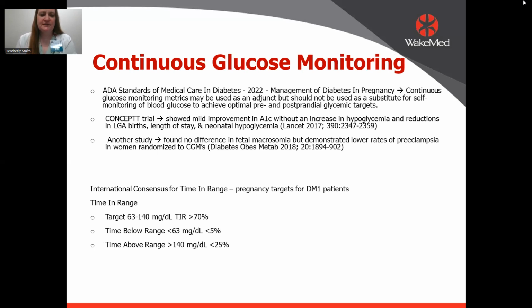The international consensus for time in range does have pregnancy targets for type 1s, and those targets are greater than 70%. And so that helps us when we download these continuous glucose monitor reports to know how well they're being controlled and if we're able to meet these targets of greater than 70% of that time in range of 63 to 140 at that 1 hour postprandial mark.